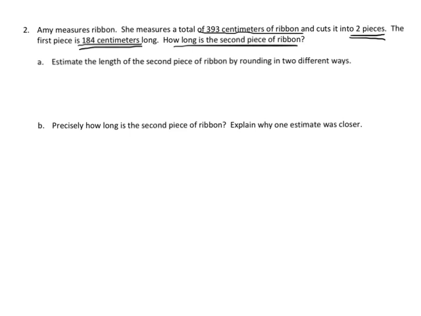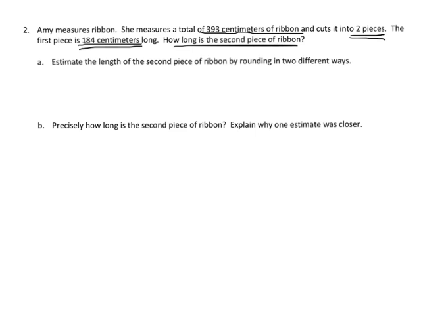Now we've got to come up with a second way, and I'm going to have to skip down here, and I'm going to do it down here. Now let's round to the nearest 10. So 393 rounded to the nearest 10 becomes 390. And then 184 rounded to the nearest 10 gives us 180. And then when we subtract those, 390 minus 180, we get 210.